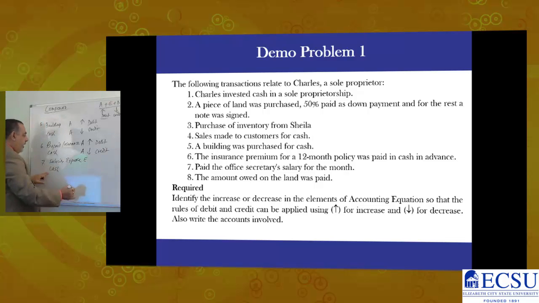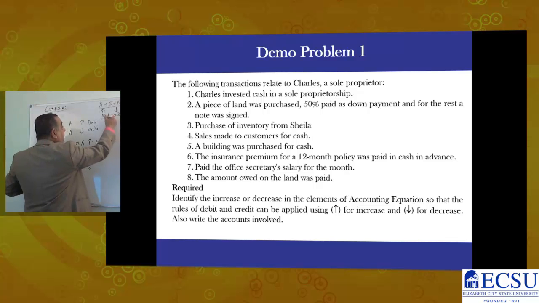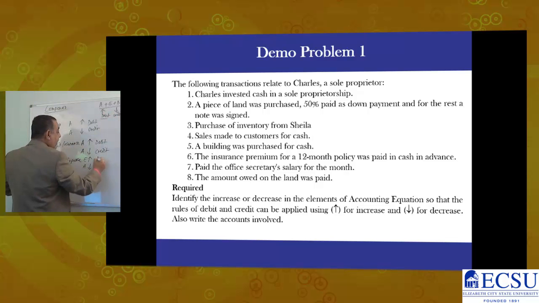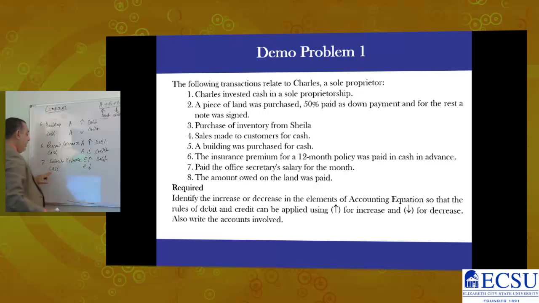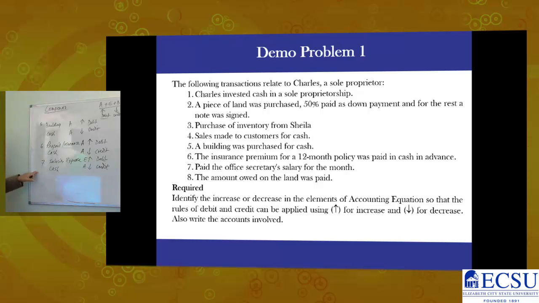Expense is of course an expense account, increasing. Cash is an asset, decreasing because I'm paying that out. Now expense, when they increase, it will be a debit, and cash, when it decreases, it will be a credit. So that is how we handle number 7.